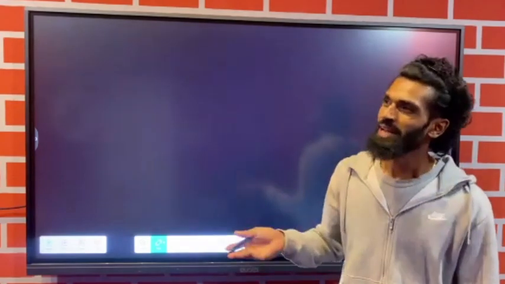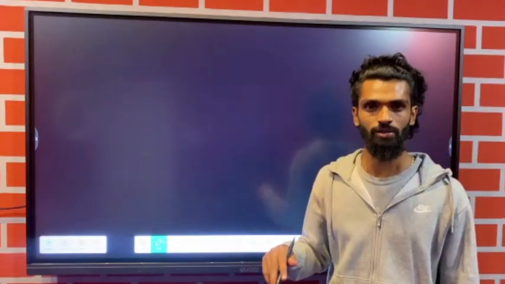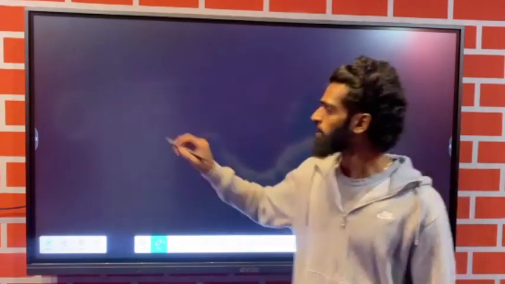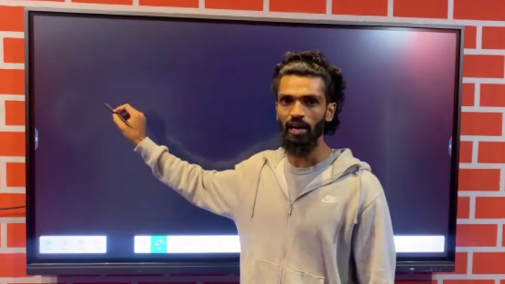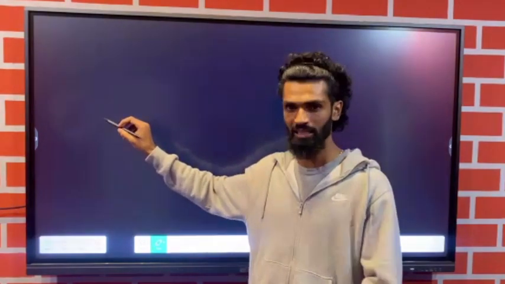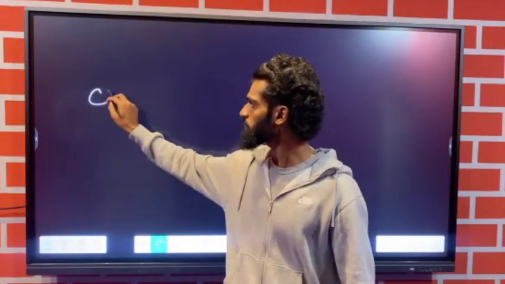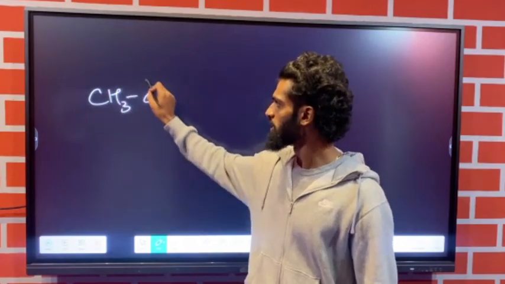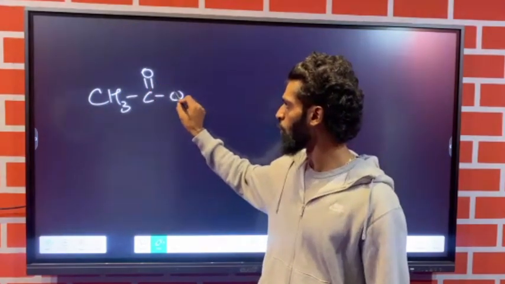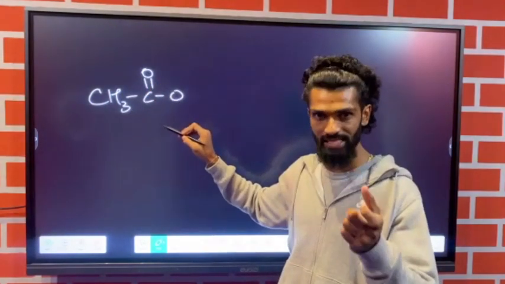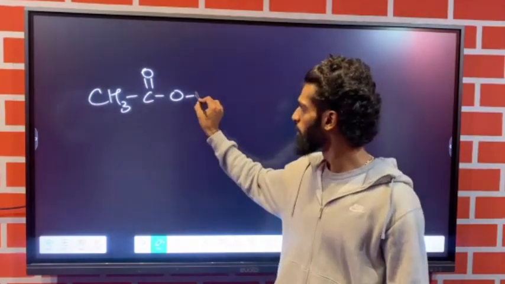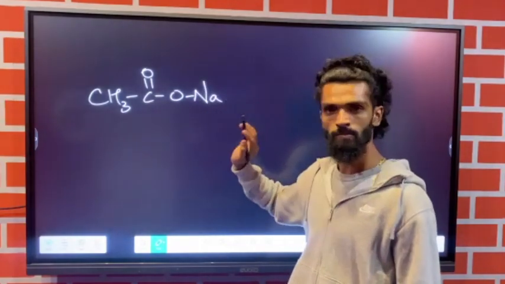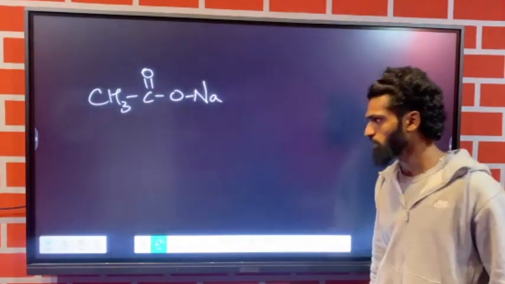I hope you guys are able to understand, because this is not taught in 10th standard. It is there, ethanoate, all those things, but here in more depth. Instead of writing R, I write CH3. R means alkyl. The best example for alkyl is CH3. CH3, C double bond O, single bond O, H was the carboxylic acid. I want the sodium salt. Okay, I took the sodium salt of carboxylic acid.